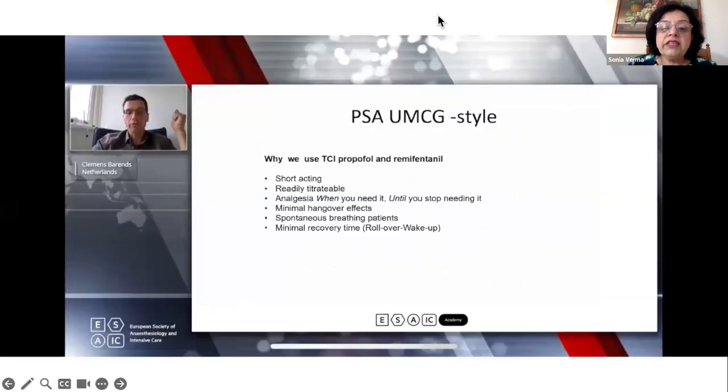They tend to use a TCI of propofol and TCI of remifentanil. Why? Because they are both short-acting, they are readily titratable. The remifentanil will give you analgesia when you need it, until you stop needing it. They have both got minimal hangover effects. The patients are still spontaneously breathing, and there is a minimal recovery time. The patient rolls over and they wake up, and that is the beauty of using a TCI propofol and remifentanil.